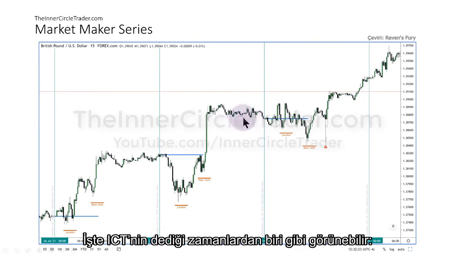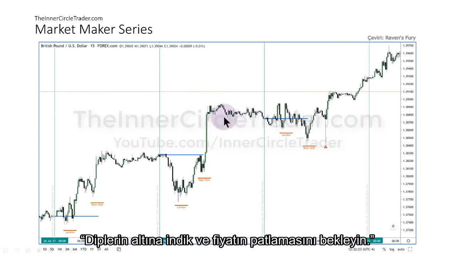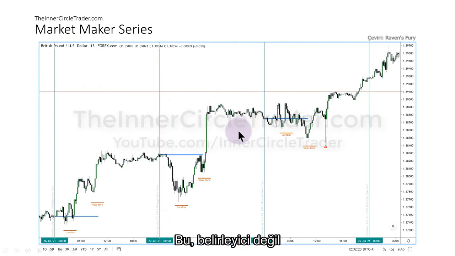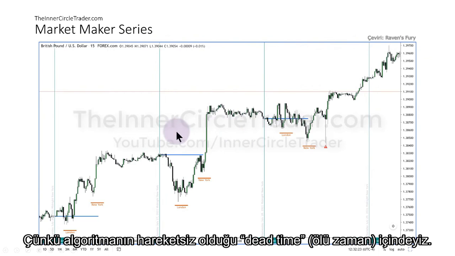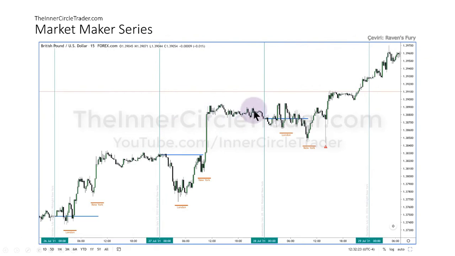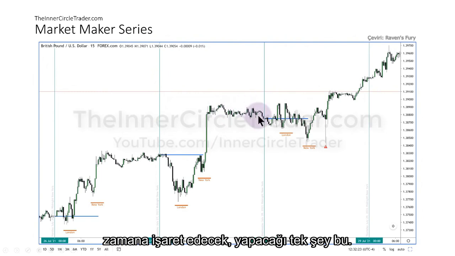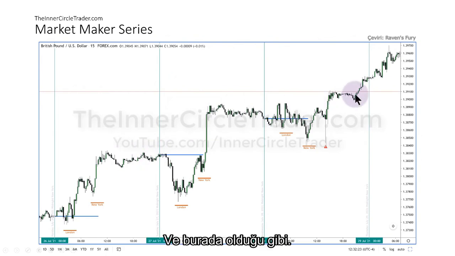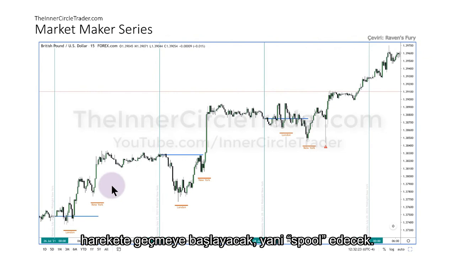So that's one of those times where ICT talks about, oh, this is when we went below the lows and expect price to blast off. No, because we're inside of a time window that's not important. It's not salient to the underlying bias, because it's dead. It's time when the algorithm is sitting still. It's just going to mark time, going sideways, just like it does here and like it does here.